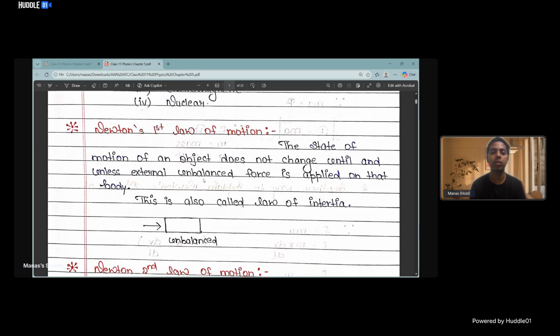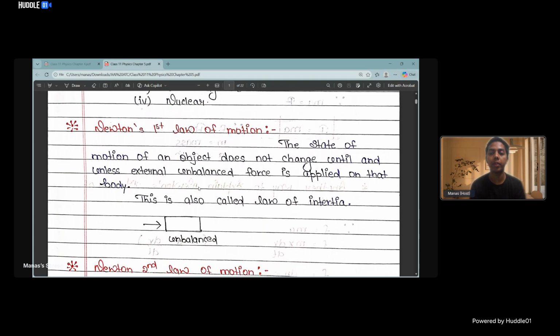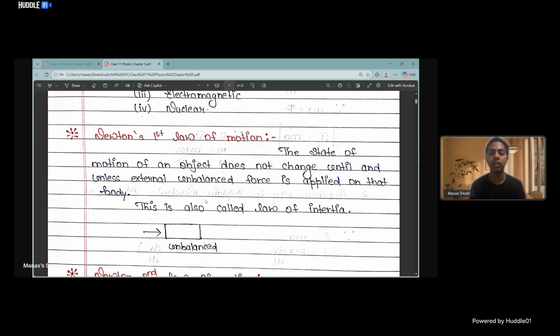So what is Newton's first law of motion? It says that the state of motion of an object does not change until and unless an external unbalanced force is applied on that body. This is also called the law of inertia. Inertia is related to the frame: if we see any object, there is some ground frame or perspective, and the body will show some results for that.